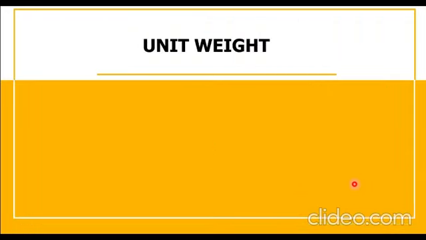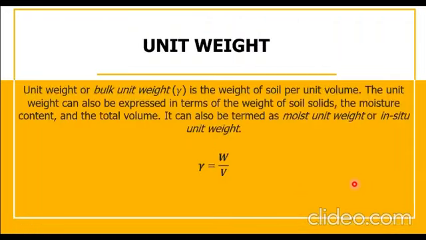Next, we tackle about the unit weight of soil. So the unit weight can also be called bulk unit weight, is the weight of soil per unit volume, and that's why it's equal to weight over volume. The unit weight can also be expressed in terms of weight of soil solids, the moisture content, and the total volume, and can be termed as moist unit weight or in situ unit weight.